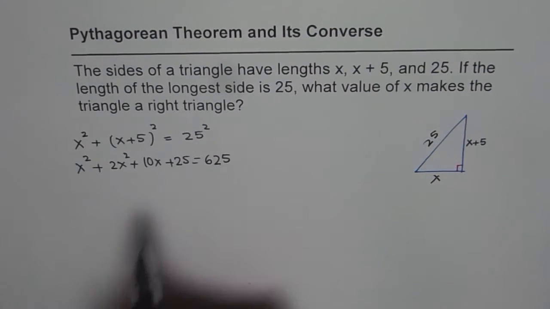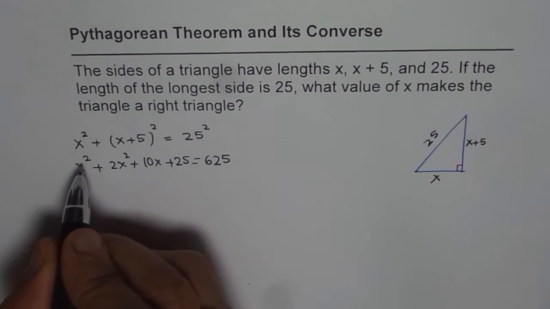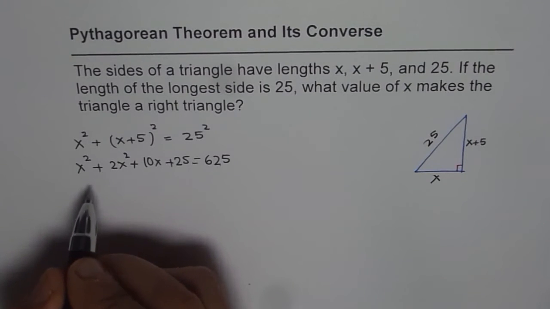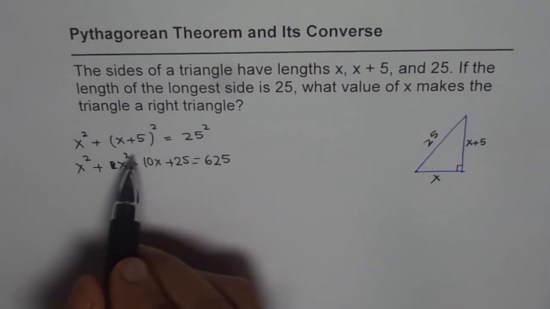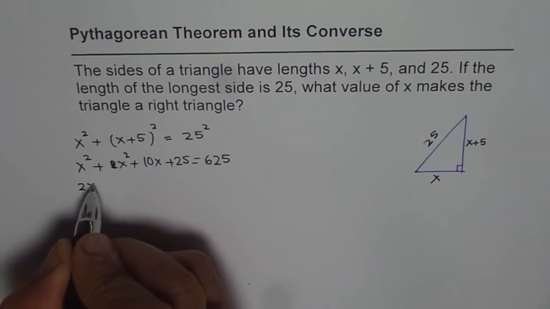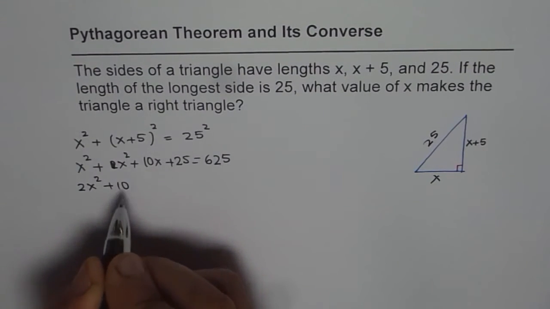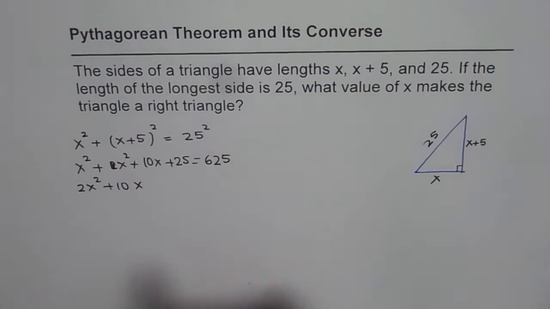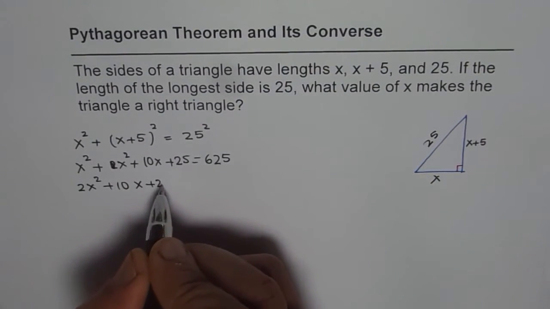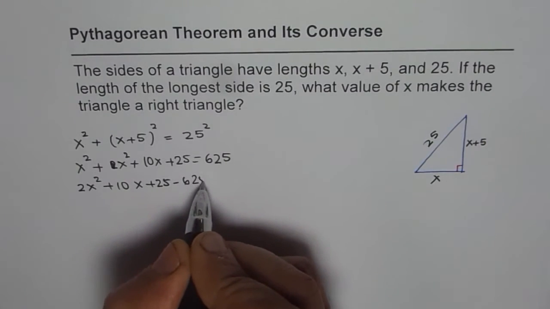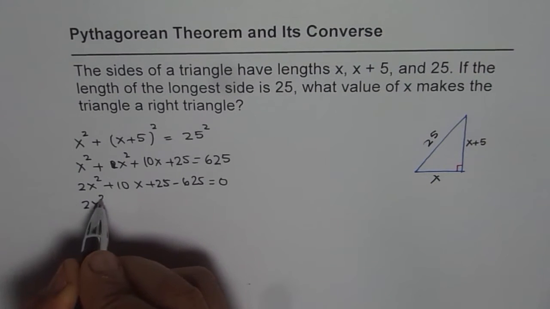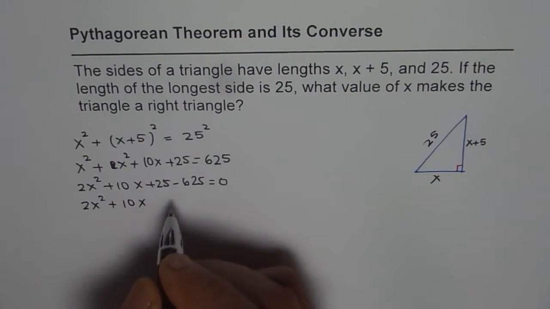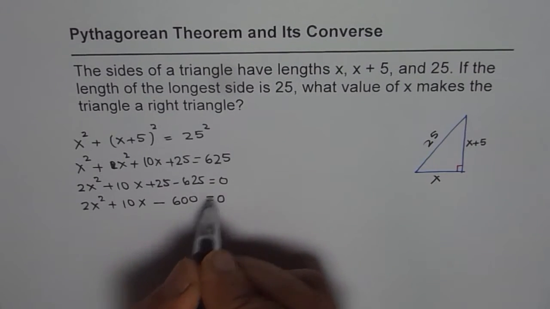Now we can bring all these terms together. So x square plus x square is 2x square. So we have 2x square plus 10x. And bringing 625 to the left, we get 25 minus 625, so we can write this as 2x square plus 10x minus 600 equals 0.